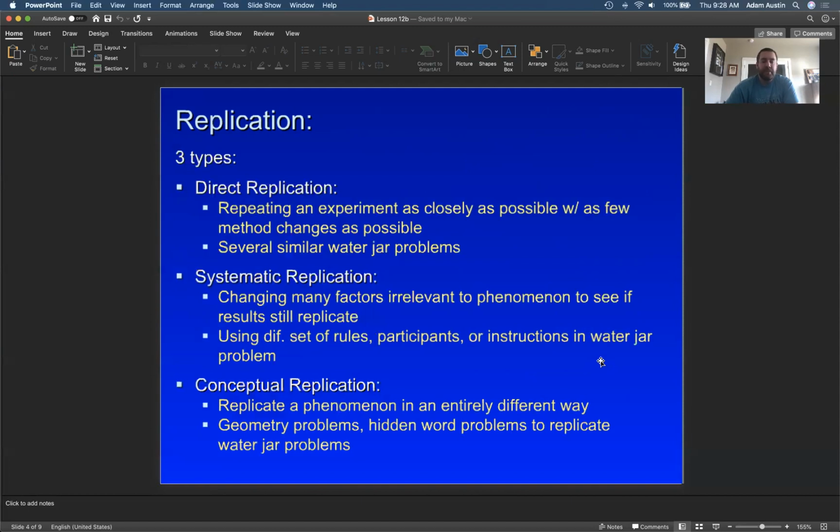So we have three types of replication: a direct one, repeating an experiment as closely as possible with as few method changes as possible; systematic replication, changing many factors irrelevant to the phenomenon to see if results don't replicate; and conceptual, replicating a phenomenon in an entirely different way. So those three, again, each one is incredibly valuable. Each one has merit. It's just, what is it that you want to set out to do as a researcher?